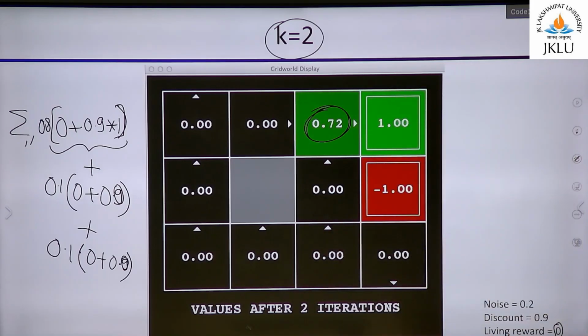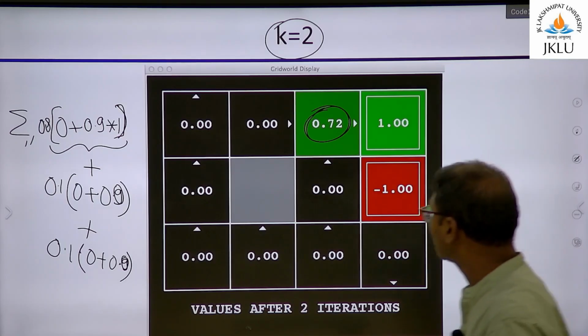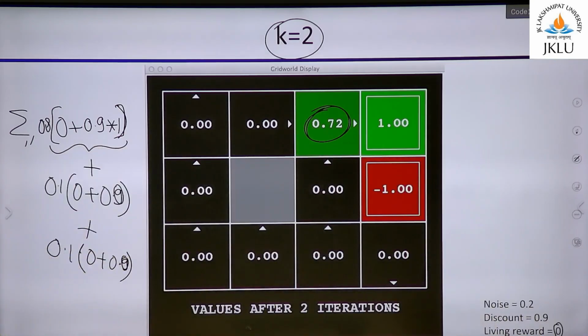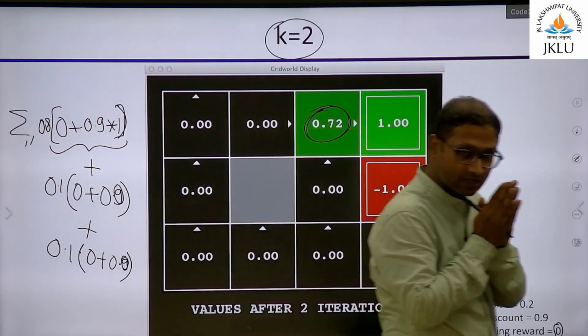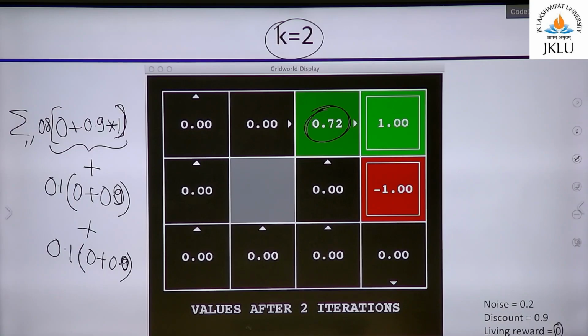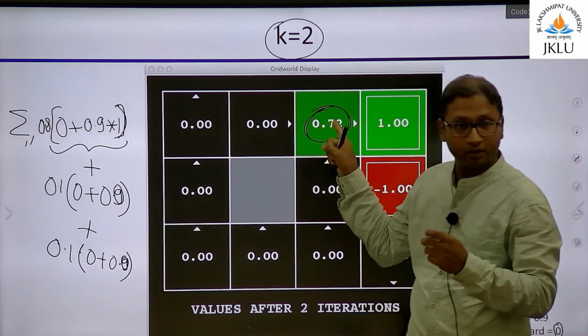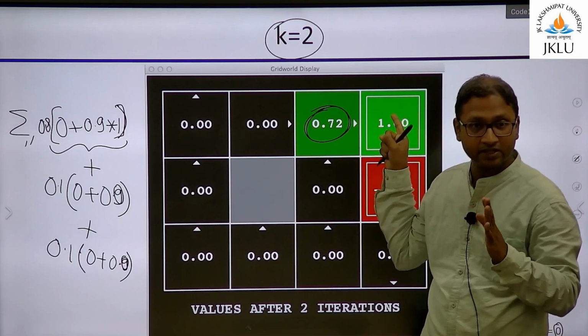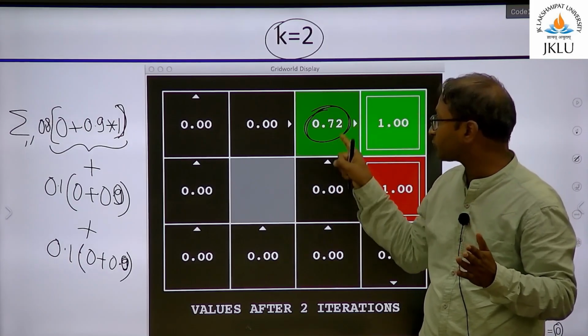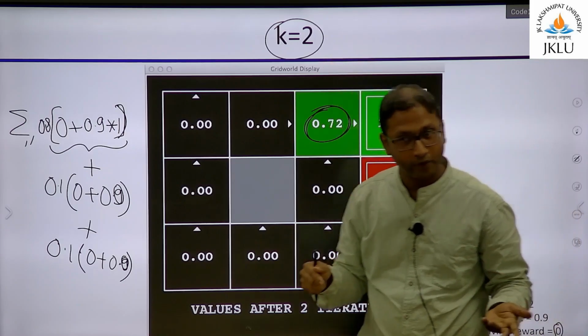What are these values, 0.8, 0.0? Remember the Bellman equations. What was the equation? Summation over S prime of T(S, A, S prime). What was T? This was the probability that if you are in S, you take action A and you reach S prime. So here the probability that you will go here is 0.8. This side it is 0.1. That side it is 0.1.